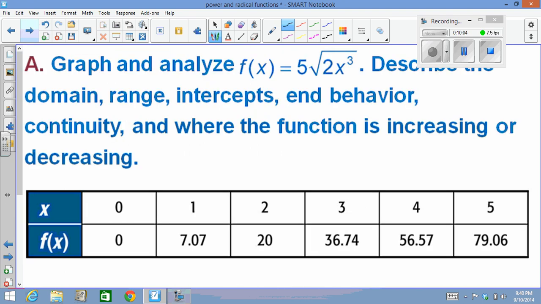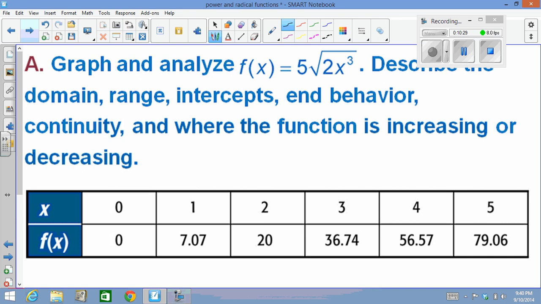If I had something like this, this time I'm going to have 5 times the square root of 2x to the third. Notice that it's not quite x to the 3/2, although I could write the x to the 3/2, but the 2 is also to the 1/2 power, so that's why it's a little bit different. Again, I'm taking a square root, which has an index of 2, so that means I can't have a negative number because that would make it imaginary.